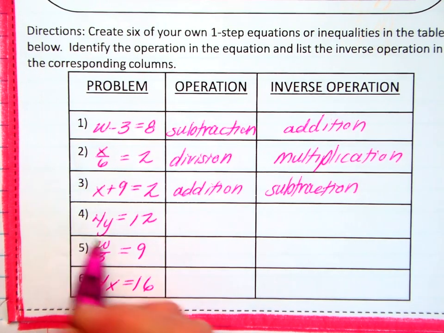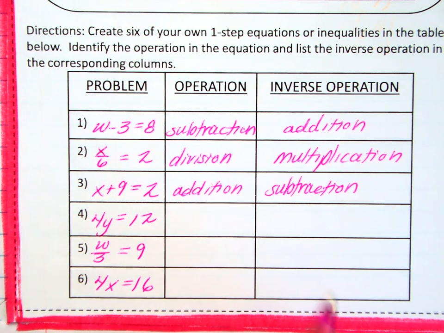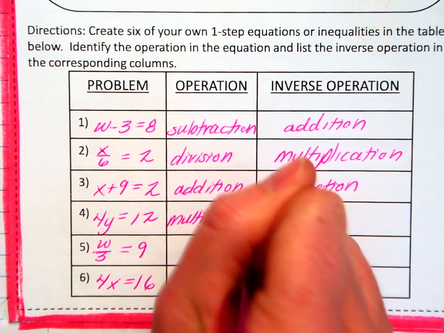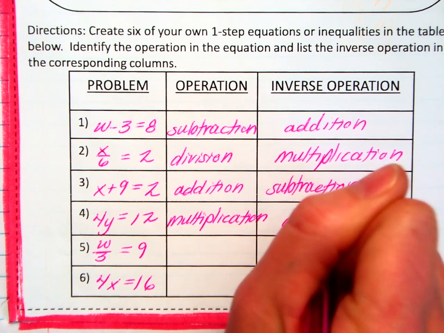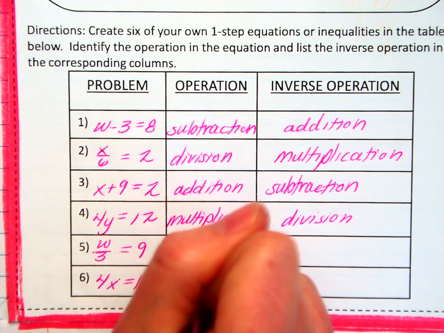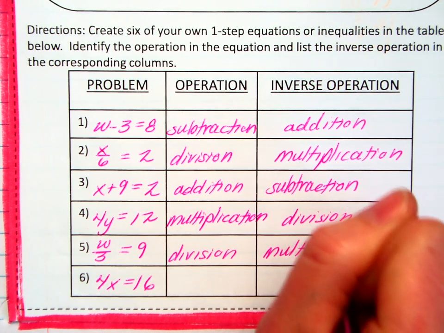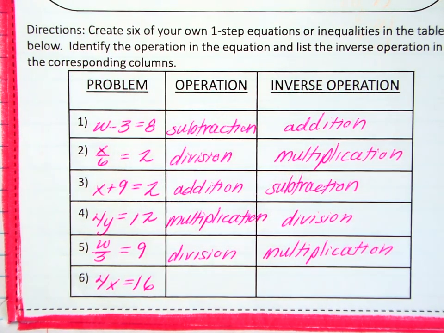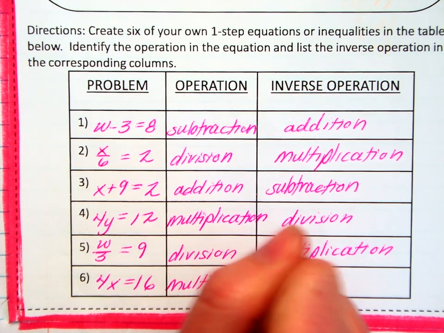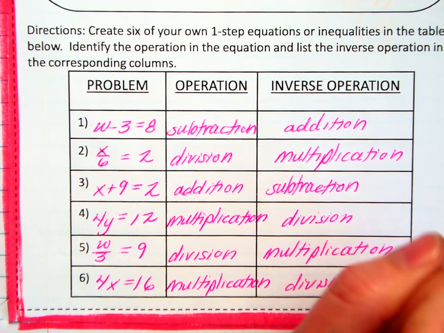4y, when you have a coefficient right next to this variable here, the operation happening between them is actually multiplication. The opposite of that, division. w divided by 3, that is division. The opposite of that is multiplication. 4x is 4 times x, so that's multiplication. The opposite of multiplication is division.